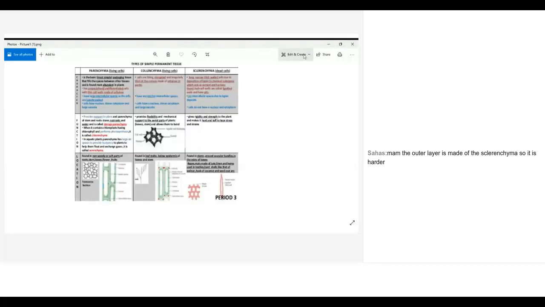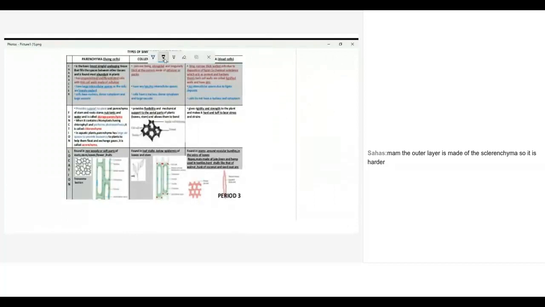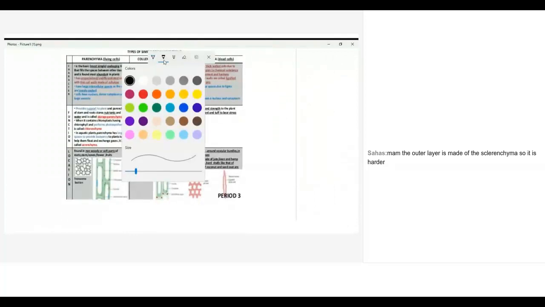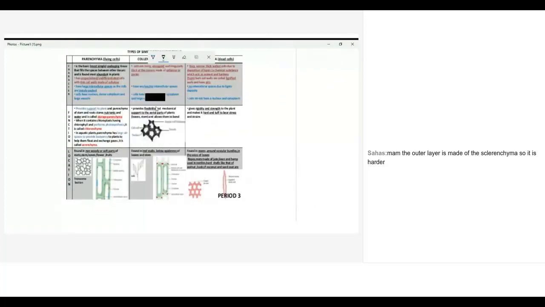You will find parenchyma in almost all parts of the plant. See, root, stem, leaves, flowers, fruits. Almost all parts of the plant you will find parenchyma cells. That's why it's called packaging tissue. Okay. Then they are very loosely packed.